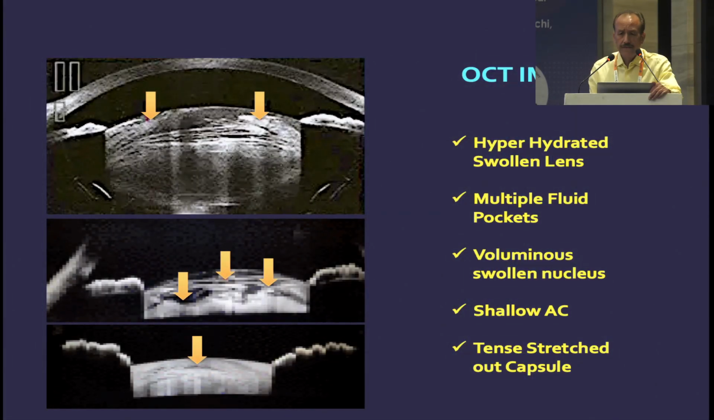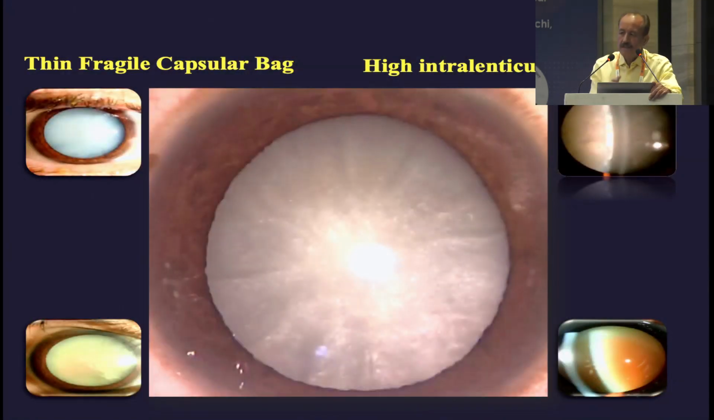So how to differentiate them? You can use OCT. The OCT images can differentiate the type of the cataract. And secondly, in these immature hyperhydrated cataracts, you can find the fluid pockets in the cortex. And we all know that all of these cataracts have a similar character, that is, a thin fragile capsular bag. And secondly, they all have a very high intralenticular pressure.